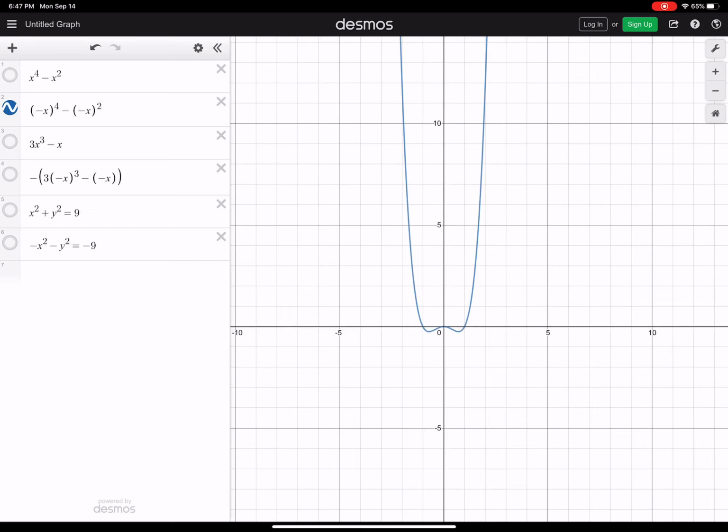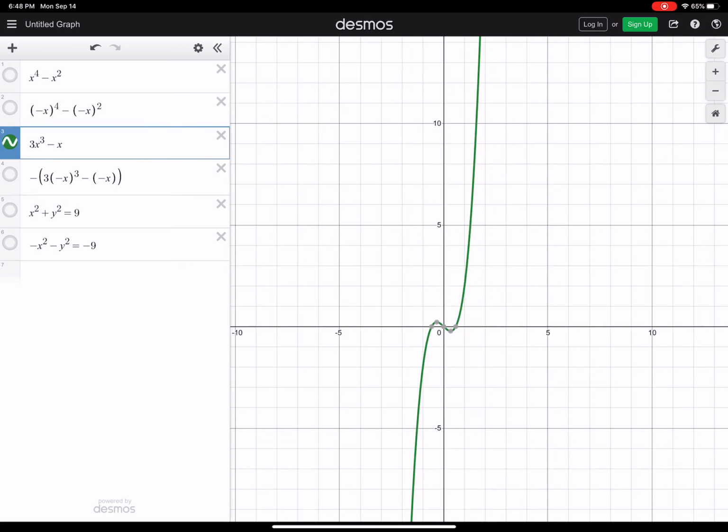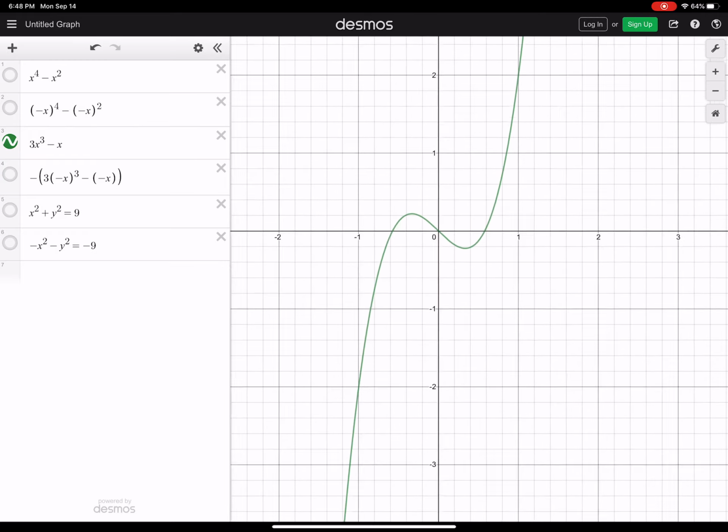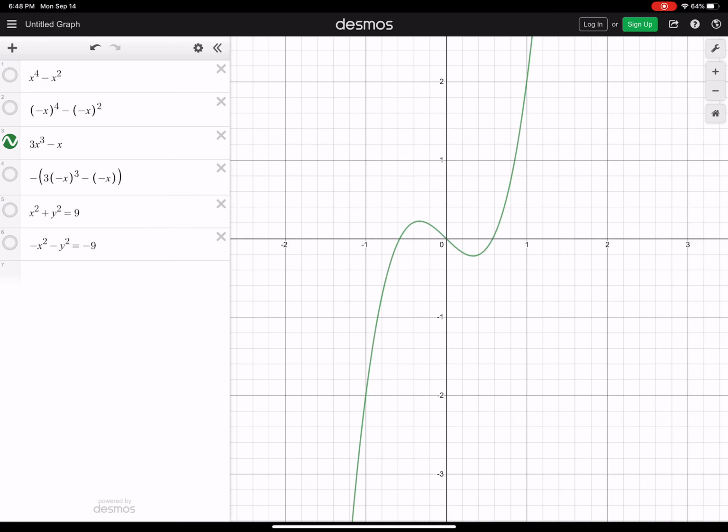Again, here is f of x, and here is f of negative x. No change. Now I'm going to look at a function that reflects around the origin. This is the cubic 3 times x cubed minus x. And let's zoom in on it a little bit so you can see it's a very pretty function.